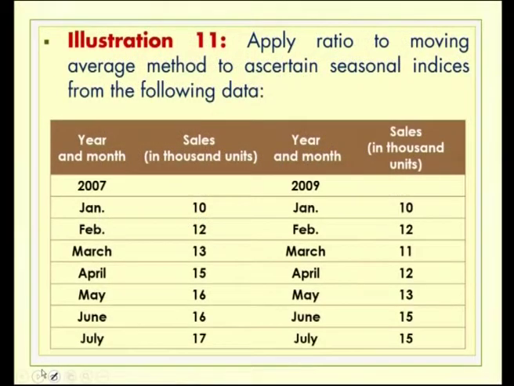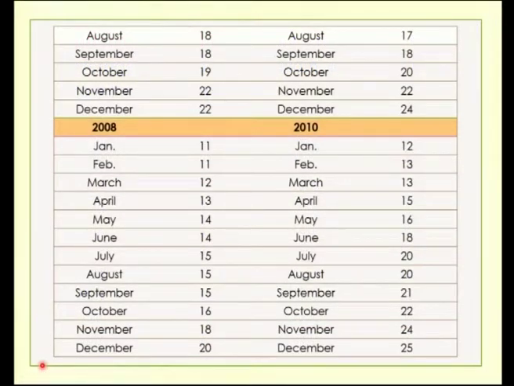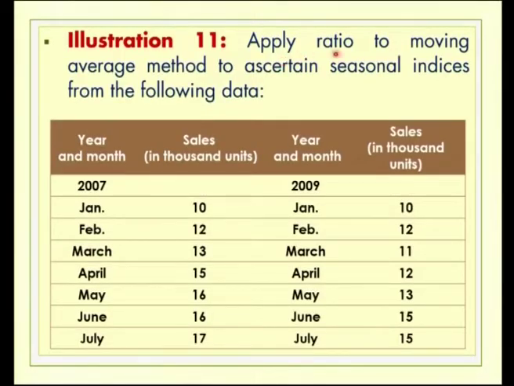Now, the following table is for 12 months and for the years 2007, 2008, 2009 and 2010. The values given here are split into so many slides because all the values cannot be shown in one slide. So, you have to understand. The question is: apply the ratio to moving average method to ascertain seasonal indices. Now, actually calculating the seasonal index is one way of eliminating the trend, cyclical and irregular variations. Then there remains S, that is how seasonal variations are usually calculated.